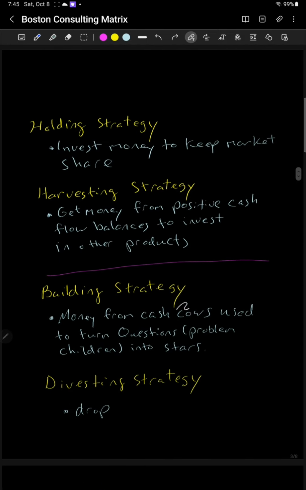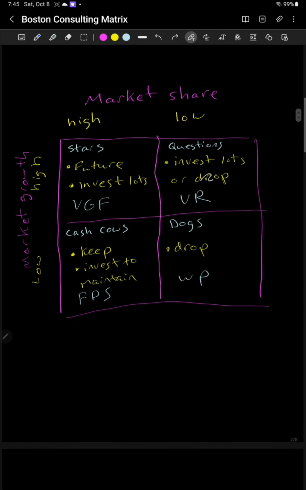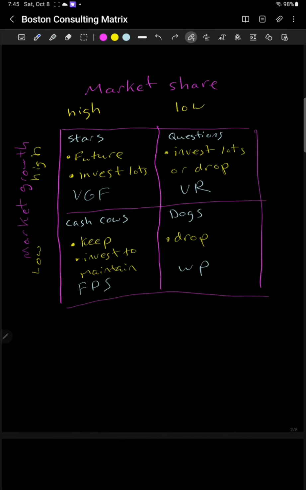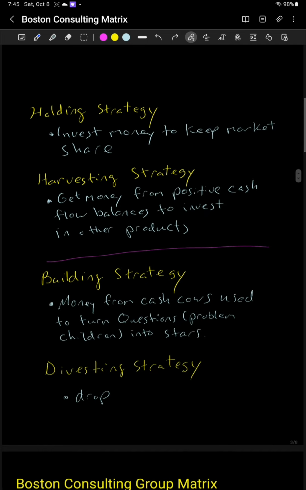Then you have the building strategy. Money from cash cows is used to turn question marks, or problem children, into stars. As I just said, the strategy you use here, if you want to keep it, is to build. It's a building strategy. And then the divesting strategy just means to drop it. Like, just cancel the product. There's no future in it. So that's what that is.